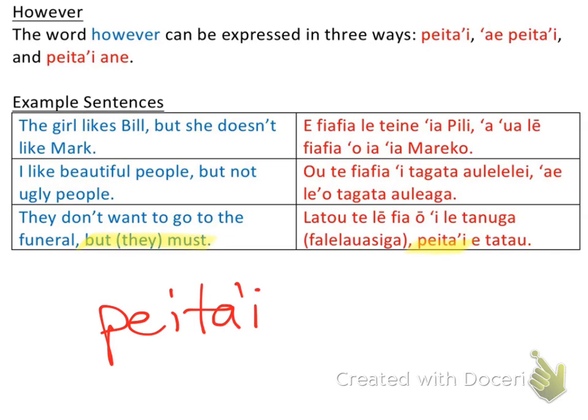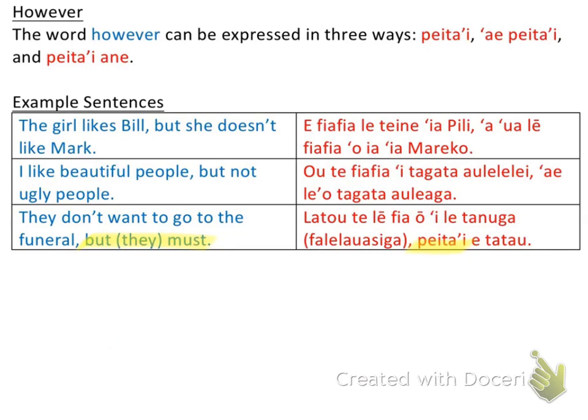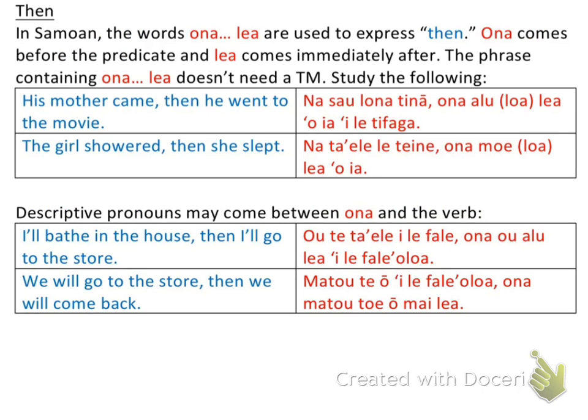You can just say must. This will be implied, e te tau. Pei ta'i e te tau, and the they will be implied. Or you can say pei ta'i e te tau ona lato. Okay, you would finish this off with this. Okay, awesome. Let's move on to the most difficult concept in this video, which is then. Okay, so we're moving on to then.